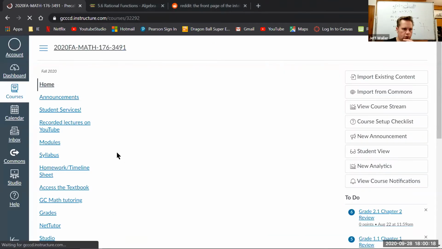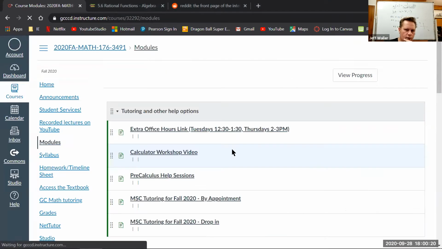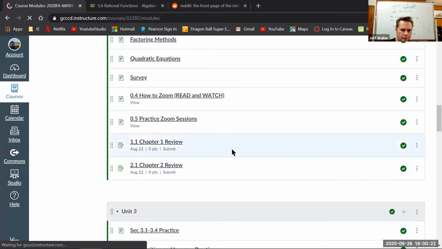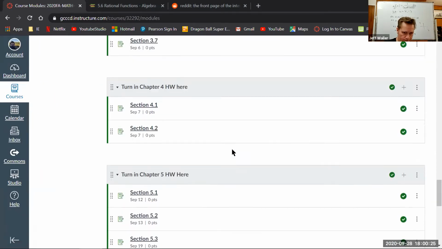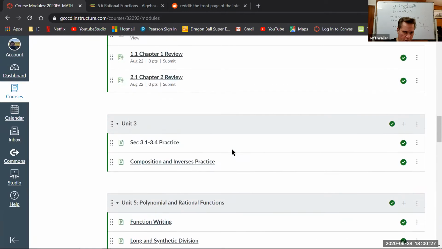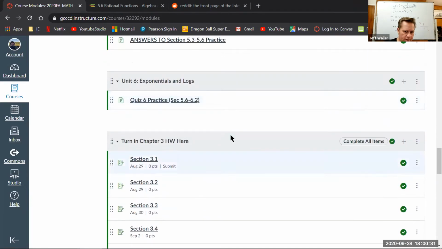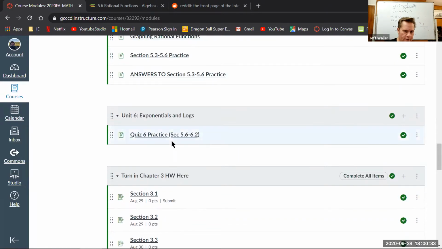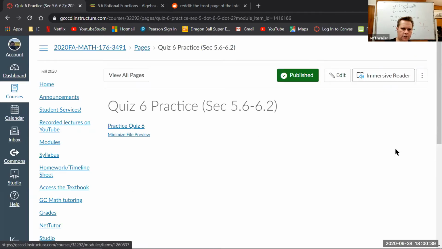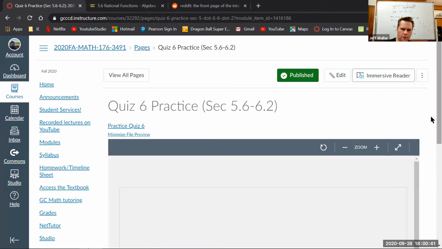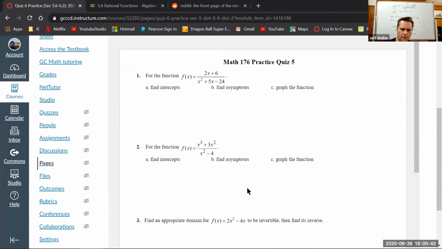So if you go to modules, I had somebody suggest a practice quiz like we did before. So if you go down unit 3, unit 5, of course, unit 6, here's practice. And I went ahead and put it in unit 6 because it does end in chapter 6. So this is a practice sheet. I am hoping that tomorrow I can make a little video about this.